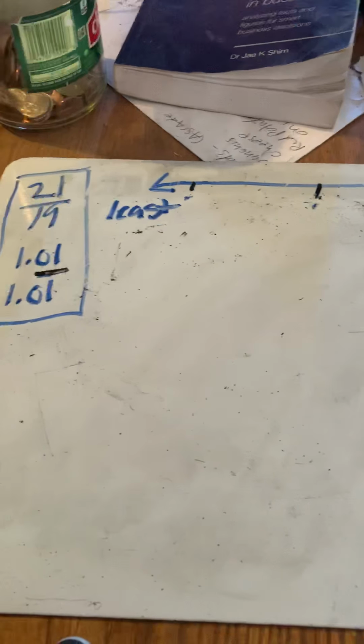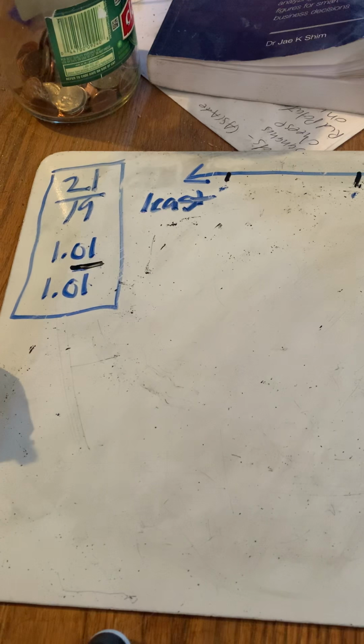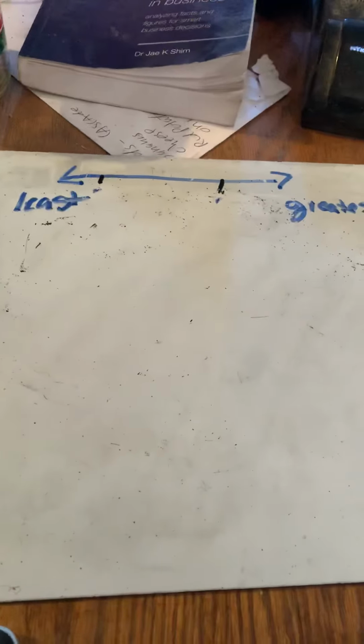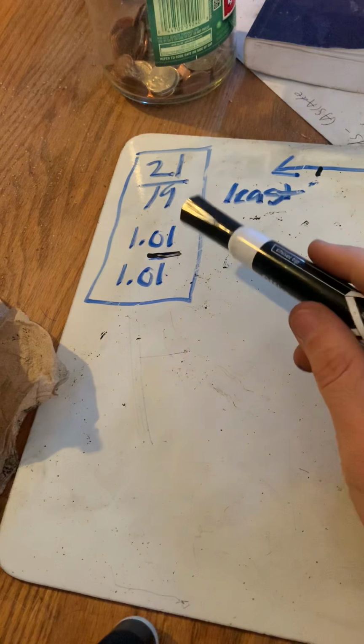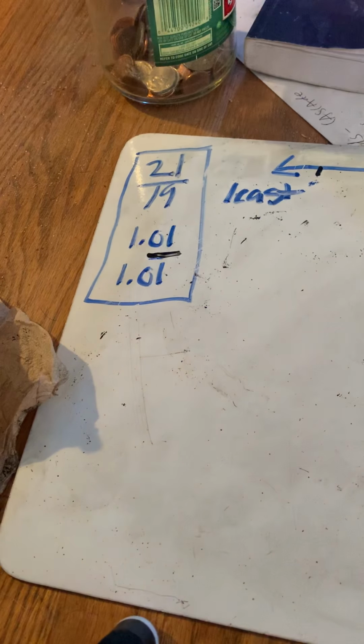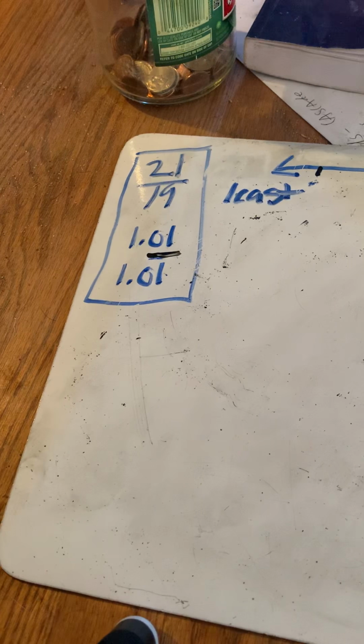Okay, so our first exercise asks us to take the following three numbers, the ratio 21 over 19, 1.01 with a repeating bar, and 1.01, and order them from least to greatest. Least to greatest. Okay, so first of all, what's this bar thing? The line up in the air? That is a repeating decimal.